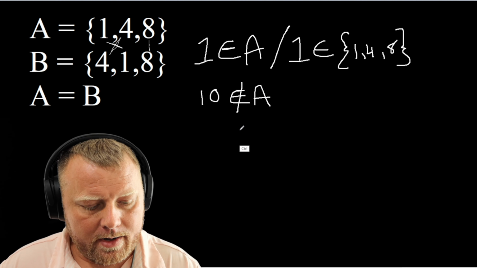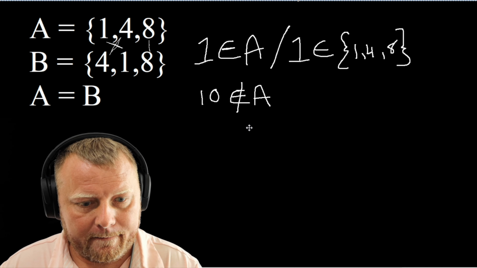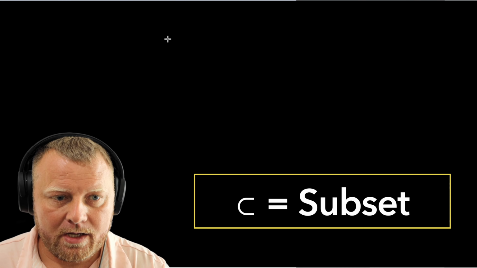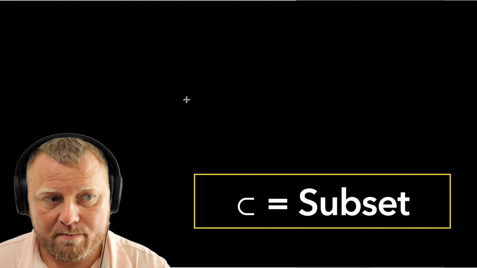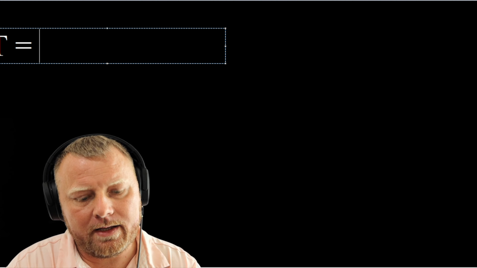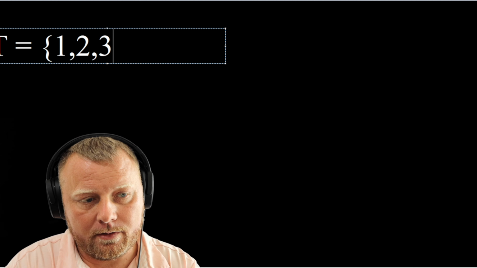Let's move on. I will clear this, and let's talk about subsets. A subset means that some of the elements are in another set, but not necessarily all. Let me give you a couple examples here. Let's call it T. T is equal to the set of numbers 1, 2, 3, 4, 5.